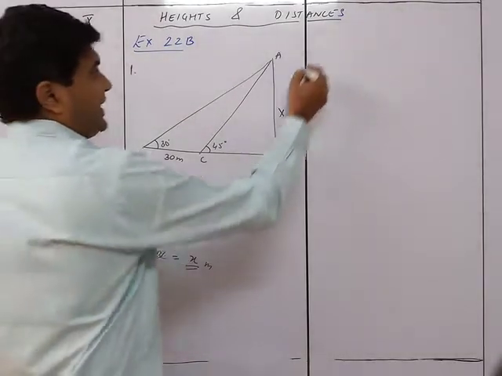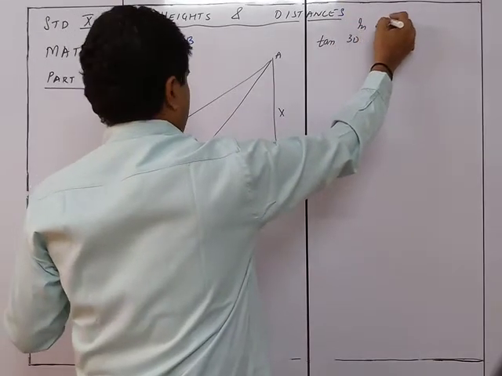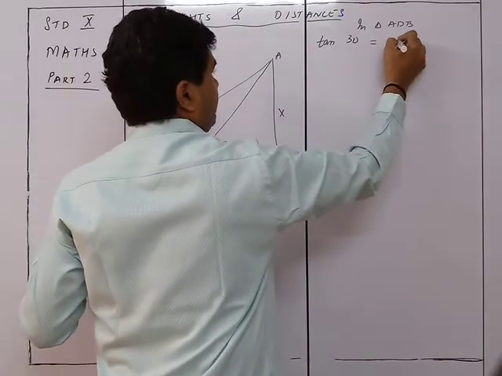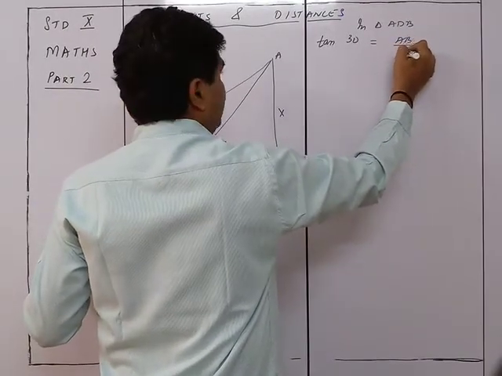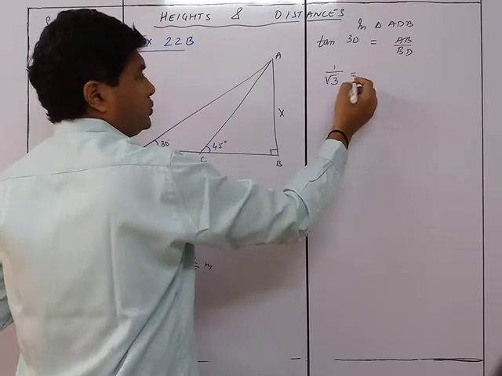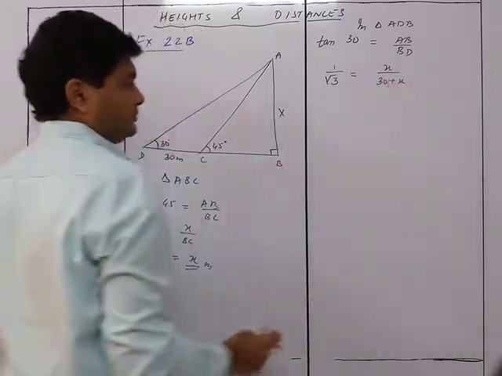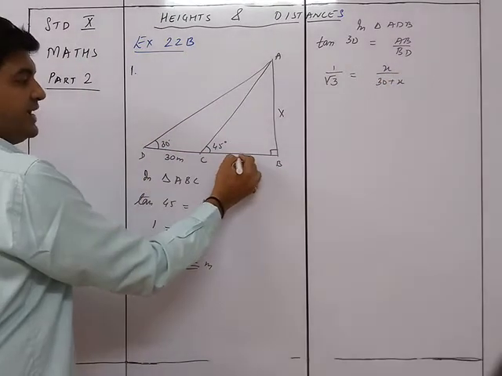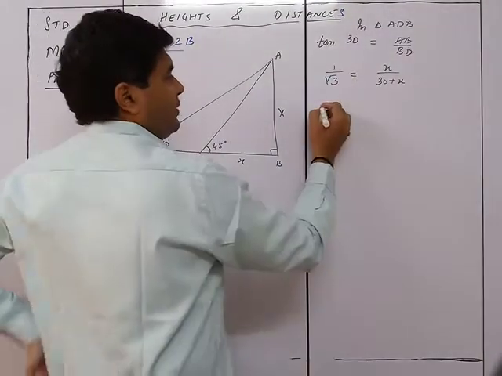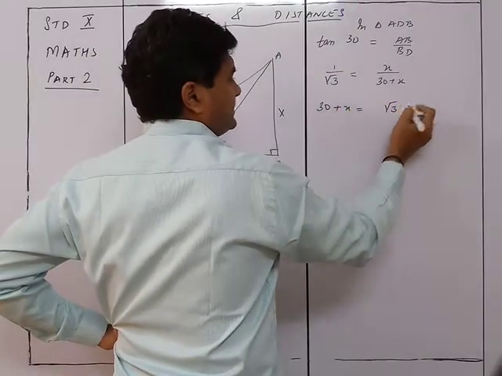Now we see the tan 30 in triangle ADB. Tan 30 is AB upon BD. So tan 30 is 1/√3 is equal to AB is X and BD is 30 plus X. This is 30 given to you. This is X we found out. So cross multiply, it will be 30 plus X is equal to √3X.